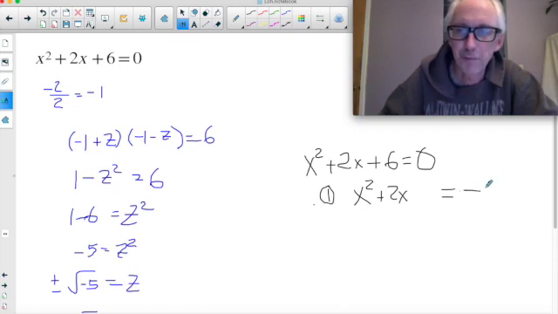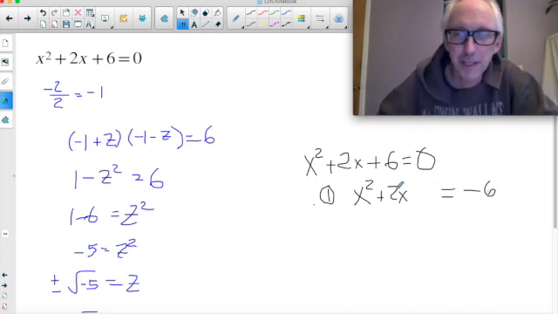All right, so we subtract 6. Now we're going to complete the square. So we're going to do half of b, which is 1, and I always circle that, and then you're going to square it, which is 1. So that's what we're going to add to both sides.